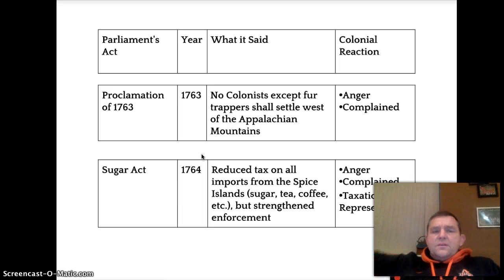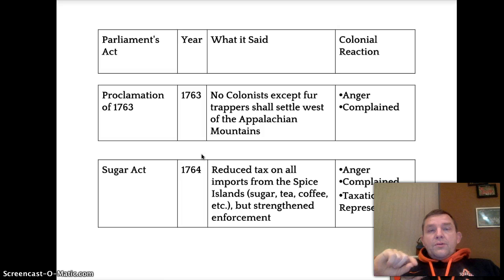So this tax was very simple. It actually reduced taxes from, I think it was 5 cents to 3 cents, on all imports from the Spice Islands. Now, the Spice Islands are down in the Caribbean. This is in Cuba or St. Thomas or St. John's or whatever island you may be on, where the British imported sugar, tea, coffee, etc. But the key here is it reduced taxes, but they stated that they would start increasing enforcement. That enforcement would increase quite a bit.